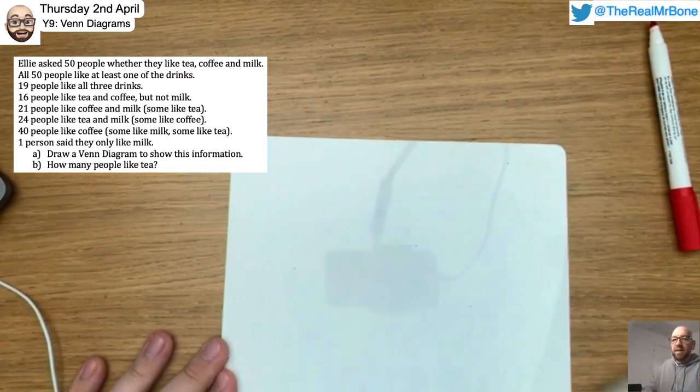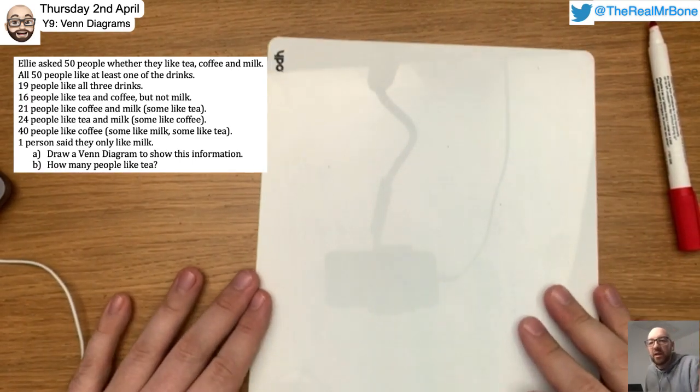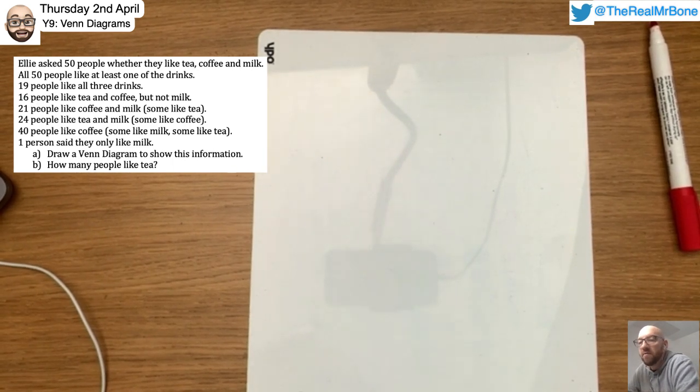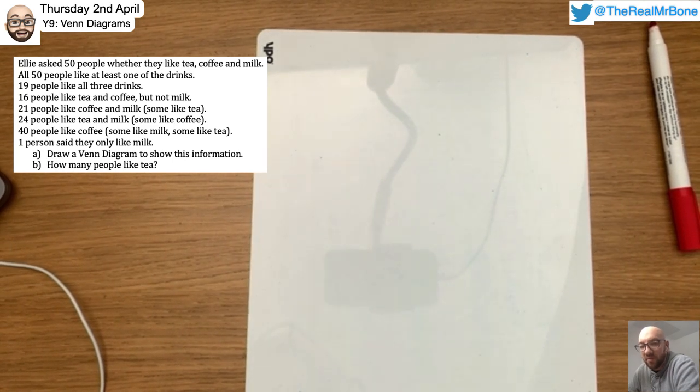A very similar question. It says, Ellie asked 50 people whether they like tea, coffee and milk. And it says all 50 people like at least one drink. Okay, so that means there's going to be no one floating around the outside this time. We'll put a 0 in there, maybe the moment we finish drawing our circles.